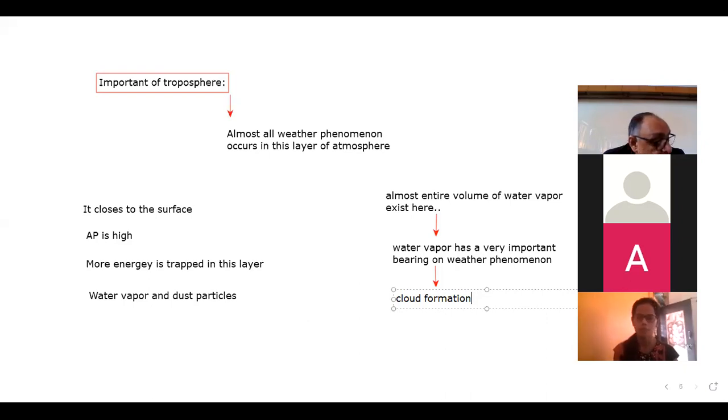So the next point is that one point was also raised by Nishank, because it is written here also that cloud formation mainly takes place in the troposphere. Okay, so beta, basically, what happens? Let me tell you a little about the clouds also.